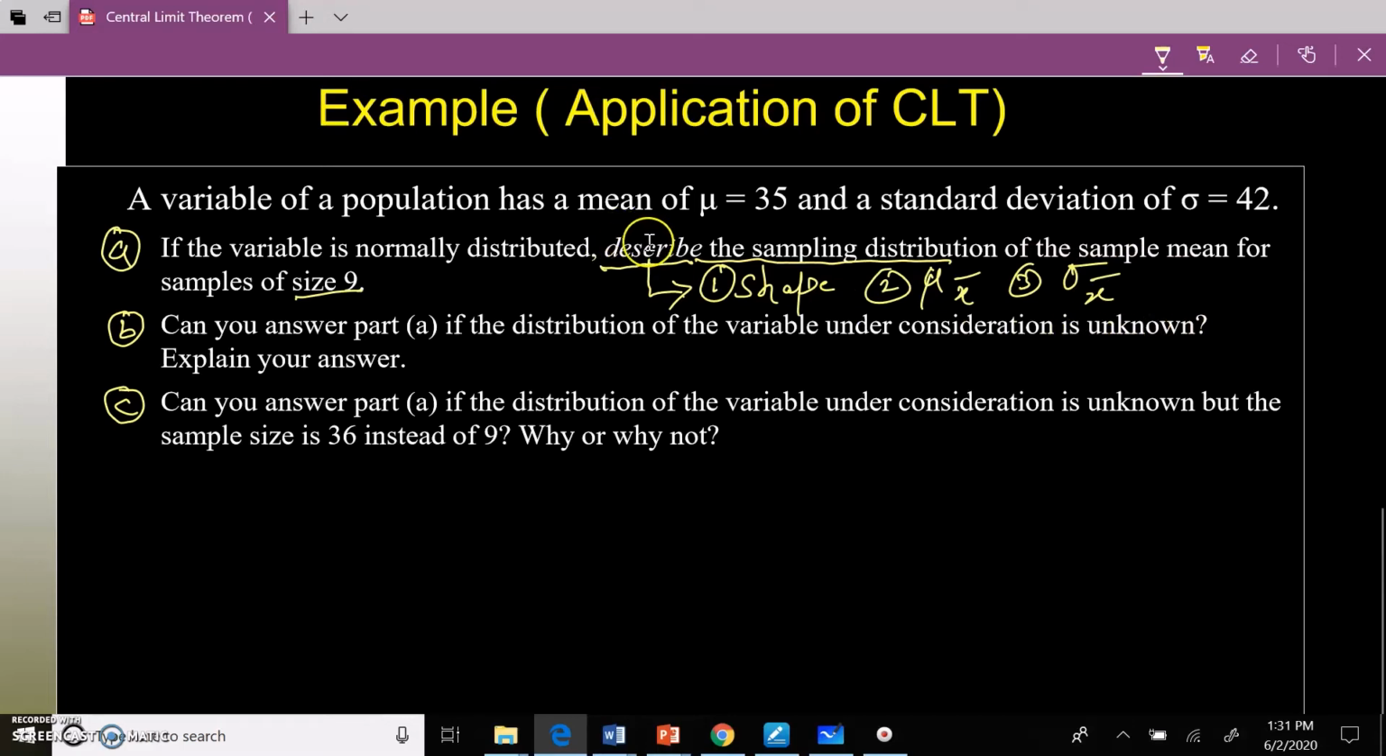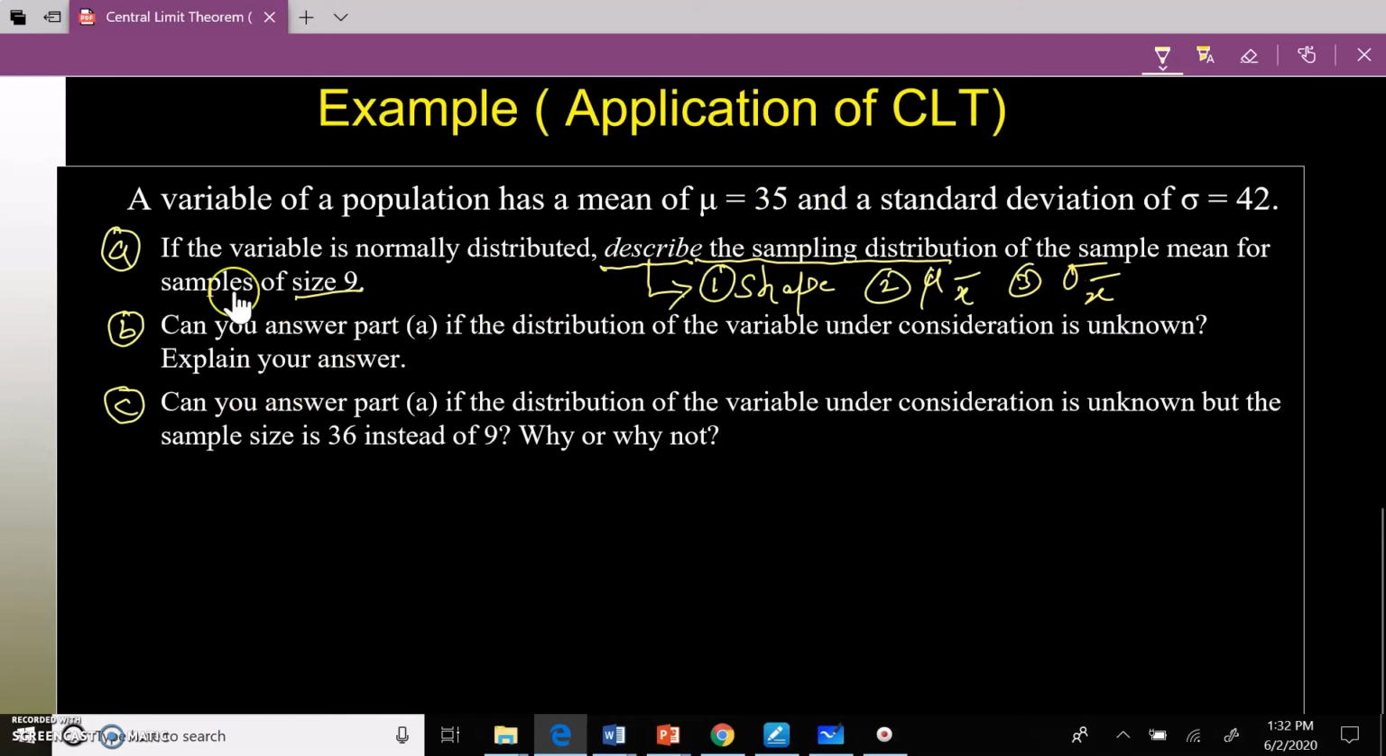So I repeat once again, whenever you are asked to describe the sampling distribution, what does it mean? It means give me these three things about the sampling distribution. What is the shape of the sampling distribution? What is the mean of the sampling distribution? And what is the standard deviation? So let's see how we do that.